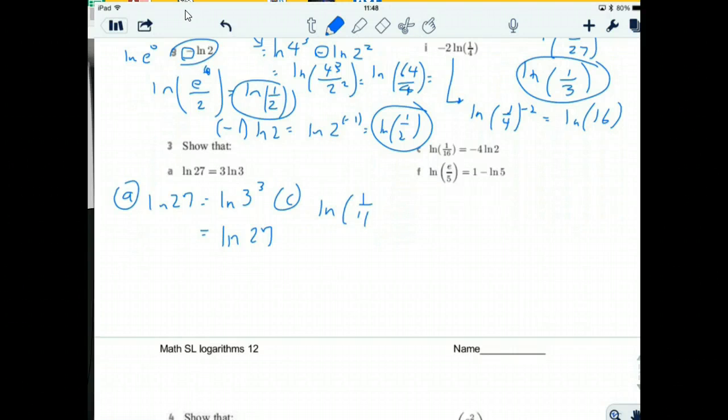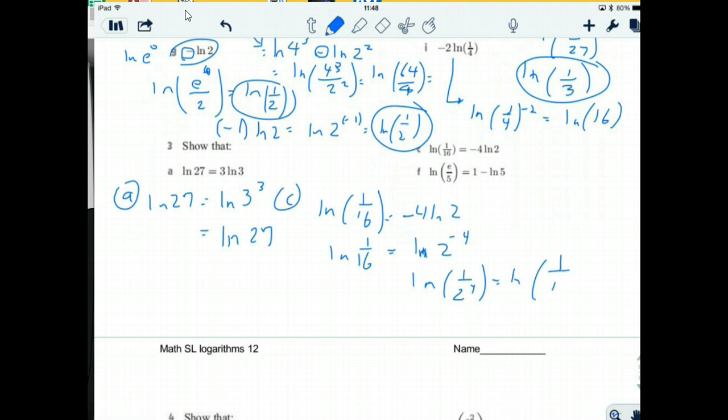Let's do C. Natural log of 1/16 is equal to negative 4 times natural log of 2. So if you have negative 4 times natural log of 2, that's the same thing as natural log of 2 to the negative 4th. And then I think we're pretty much done, because 2 to the negative 4th is the same thing as 1 over 2 to the 4th. 1 over 2 to the 4th is the same thing as 1/16, which is what we wanted to show.